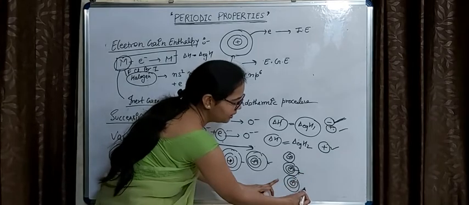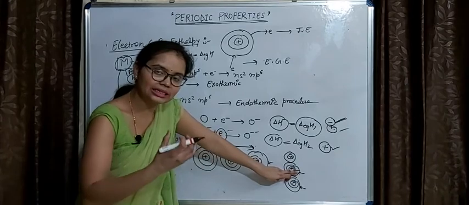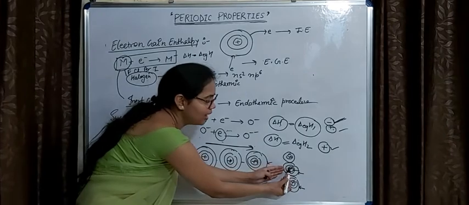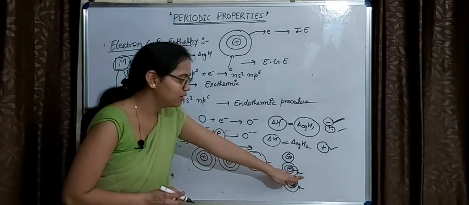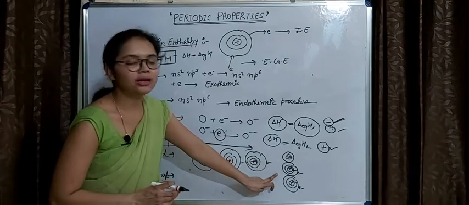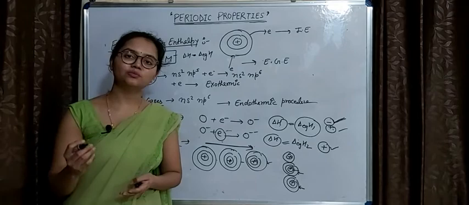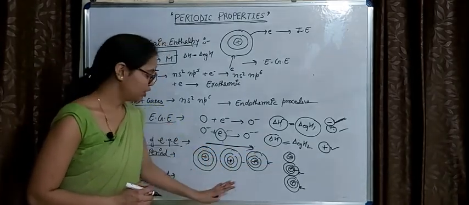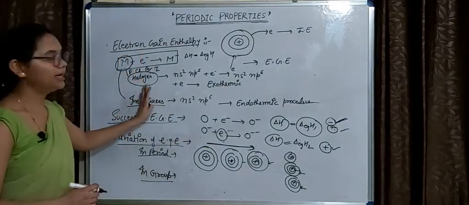Because of this increase, it will be difficult to add a new electron, because as the distance between the nucleus and the outermost shell increases, it will hold the outermost electron less strongly. So when we add a new electron, it will not hold that electron properly. So when we move up to down, electron gain enthalpy decreases. Electron gain enthalpy decreases means we will get a less negative value when we move up to down. Okay, so this is all about the variation of successive electron gain enthalpy and electron gain enthalpy.